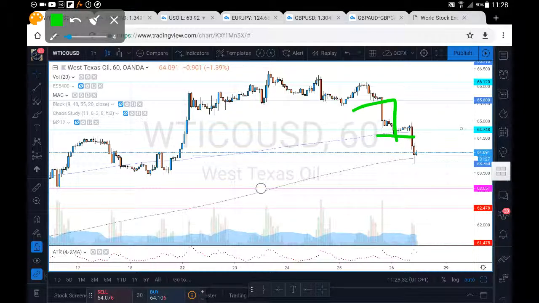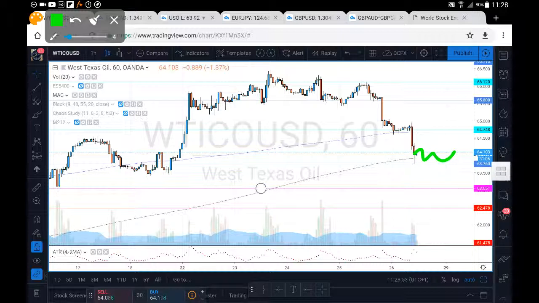Saw the breakdown here towards that 64.74. Brief consolidation around 64.74, where we do have the confluence of a 200 period average, before seeing a further breakdown here on the US oil, taking us all the way down towards that 63.76, from which we've pulled back, as indicated by this wick here, from that 63.76 all the way back up towards that 64.10.